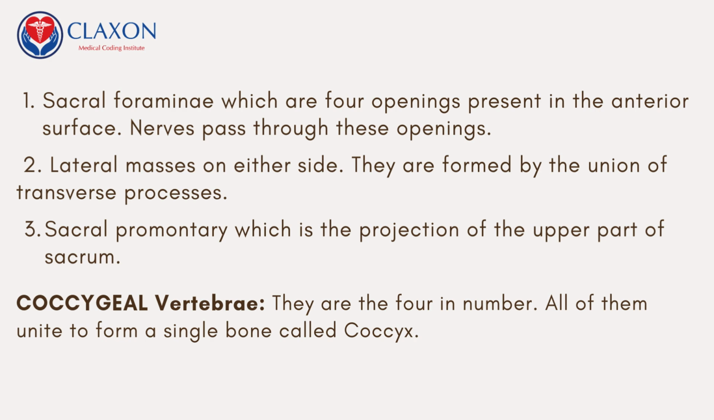2. Lateral masses on either side. They are formed by the union of transverse processes. 3. Sacral promontory, which is the projection of the upper part of sacrum. Coccygeal vertebrae, they are 4 in number. All of them unite to form a single bone called coccyx.